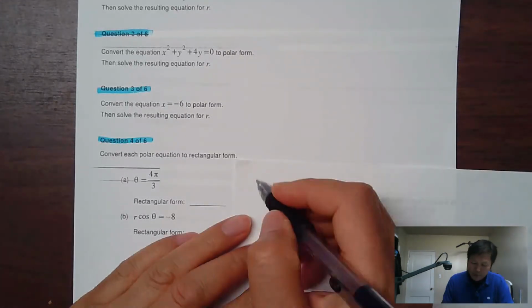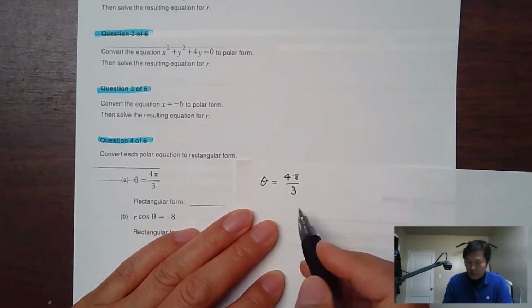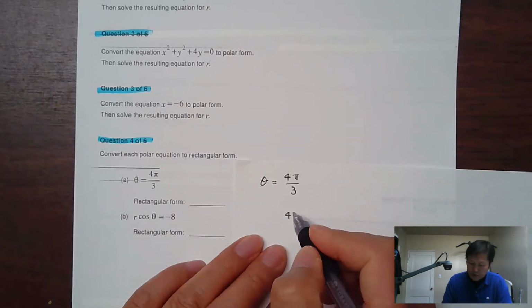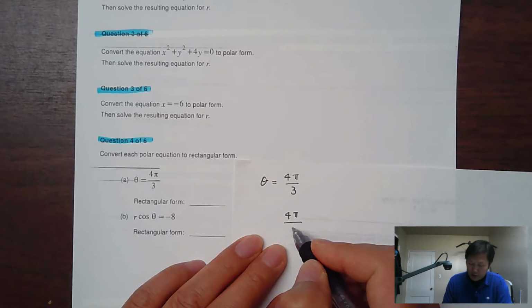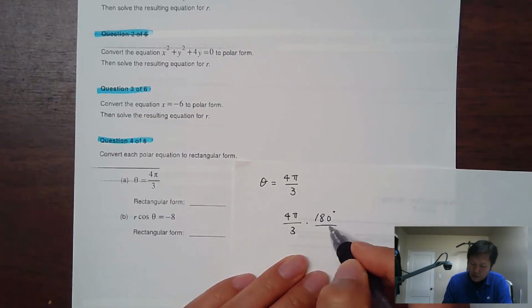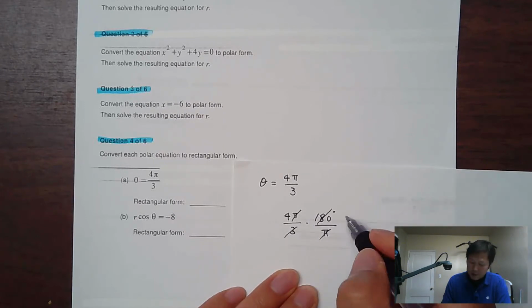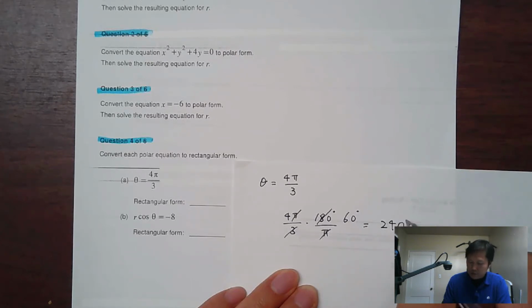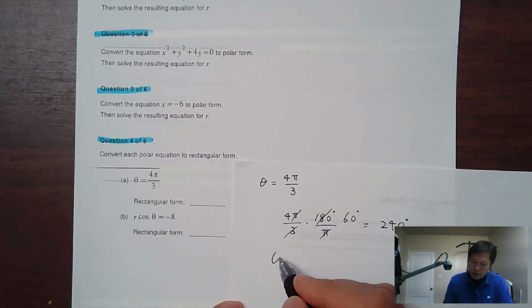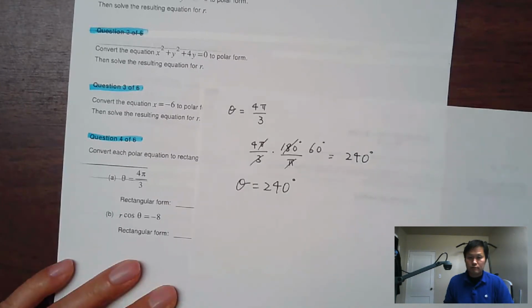So theta is equal to 4 pi third. So if you're not familiar with the radian, you want to convert to degree. 180 degree over pi. Pi cancels out. 3 divided by 3, 60. 4 times 6 is 240 degree. So theta is equal to 240 degree. That's the same thing.